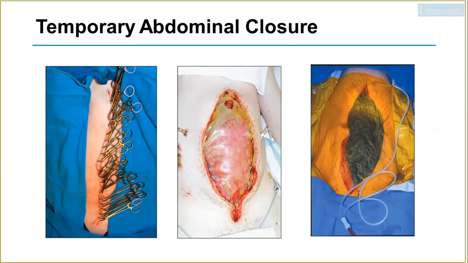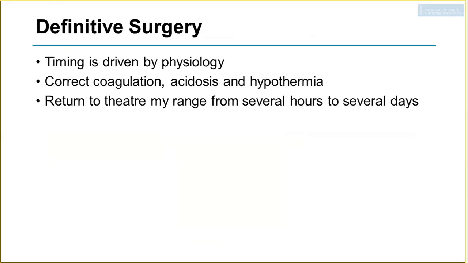You allow the critical care guys to correct the physiology, and then you come back for definitive surgery, and it's all timed by the physiology. Okay, there's no particular time limit. Maybe 6 hours down the line, you get the call: the patient's fine, we've corrected the acidosis, the clotting's normal, and they've got a normal core temperature. It was perfectly reasonable to take the patient back then, and then you've got all the time in the world to perform definitive surgery. Okay, it may be several days.